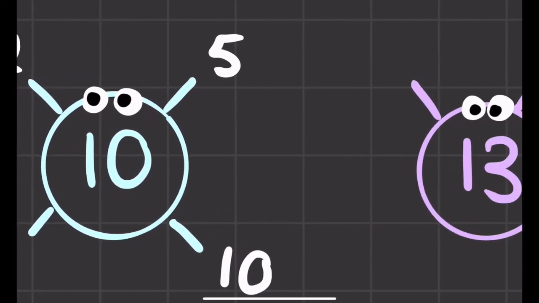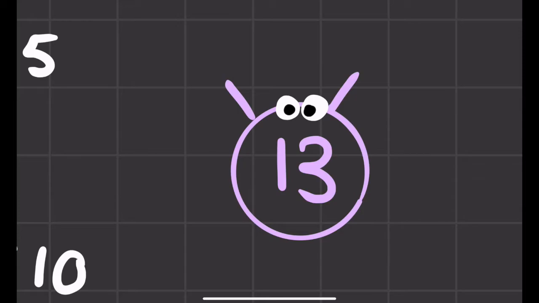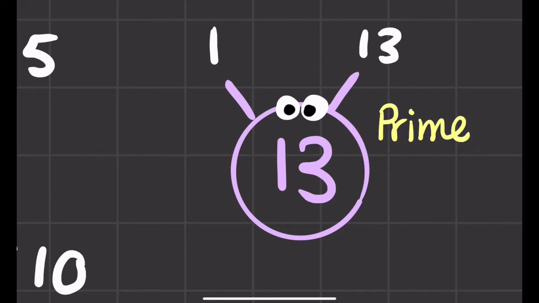What about 13? What factors can we have? There's only actually 2 factors here, 1 and 13. So this is a special number. We could just label this one. This is a prime number, isn't it? Prime numbers have exactly 2 factors.